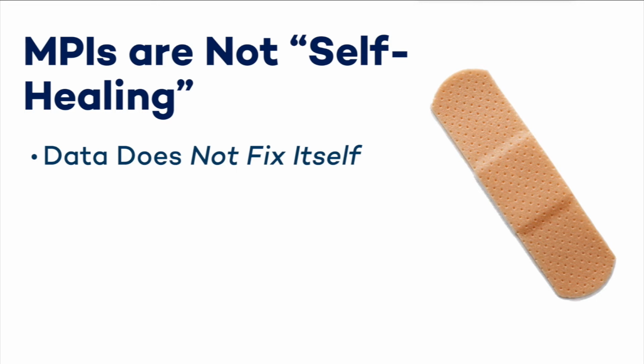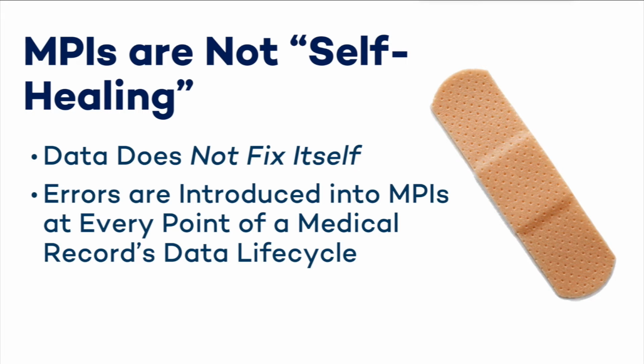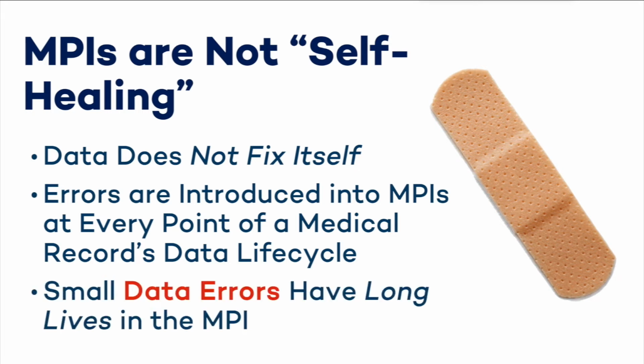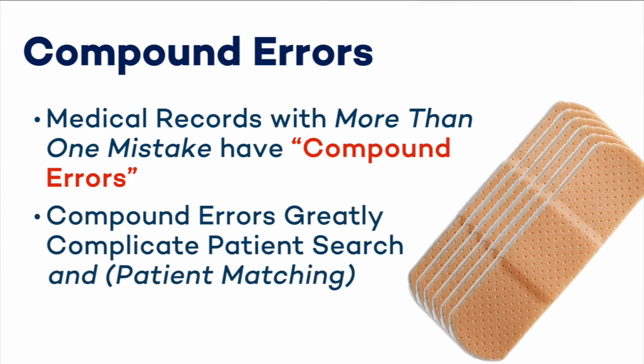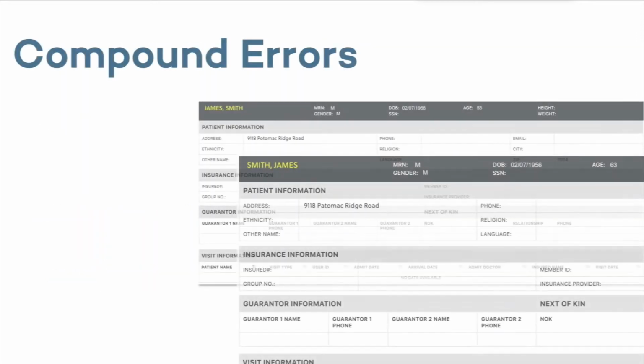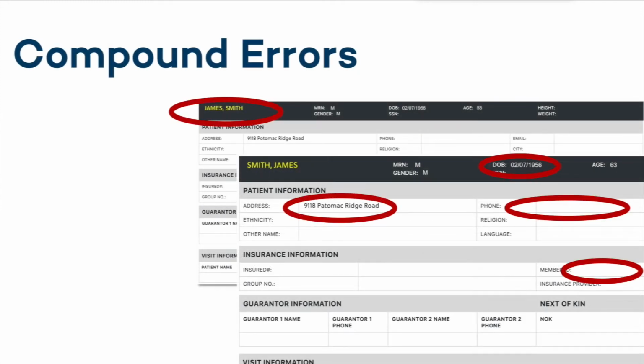And EHRs do not fix themselves, right? Once the errors are introduced in the MPI, they stay there for a long time. These small little data errors have very long life cycles. So that's something to think about. If we get an error early on, for the entire life of that data record, it's most likely going to be there. The challenge is when we have compound errors, more than one error in a record, it greatly complicates patient search and patient matching because the technologies we use do not do well when there are many errors in a record. And we can think of that like the address and name being wrong or the date of birth being wrong. And we can also think about it in terms of missing information.